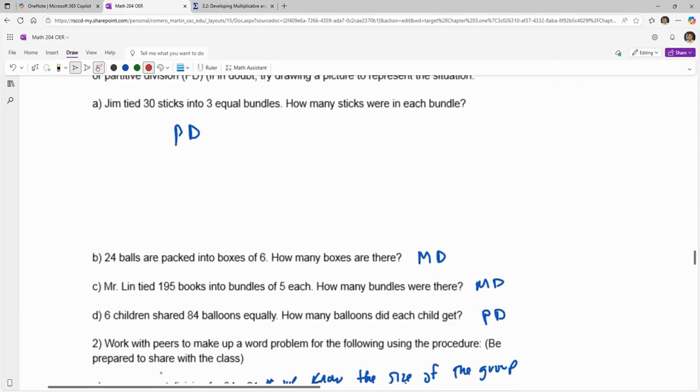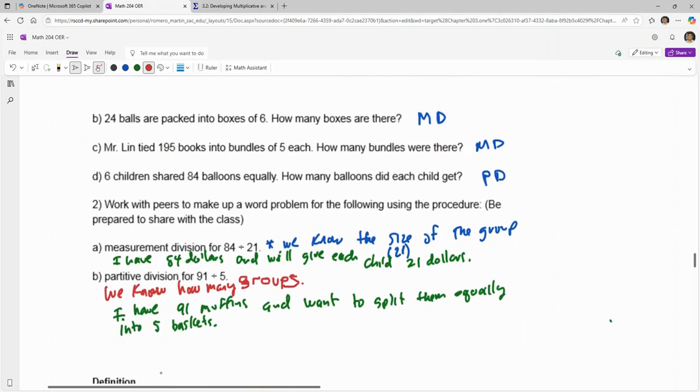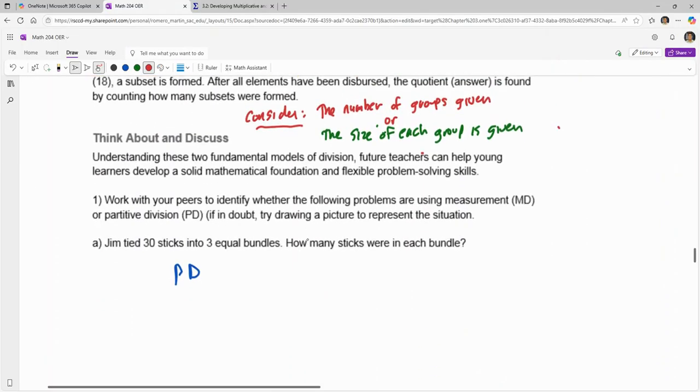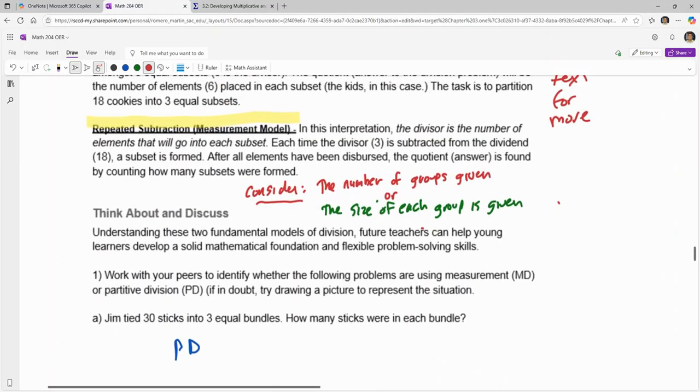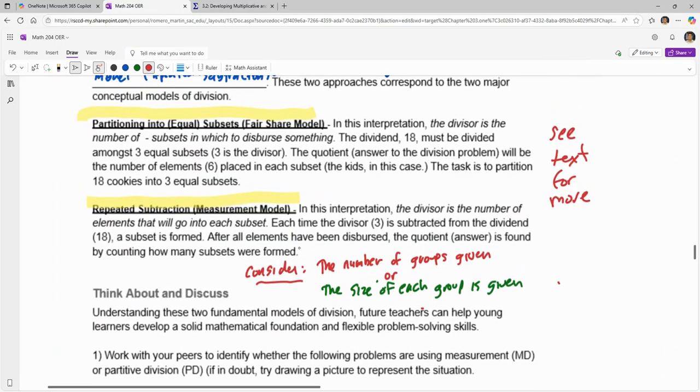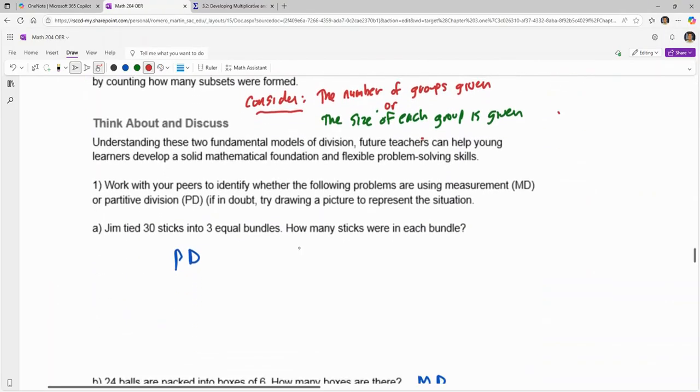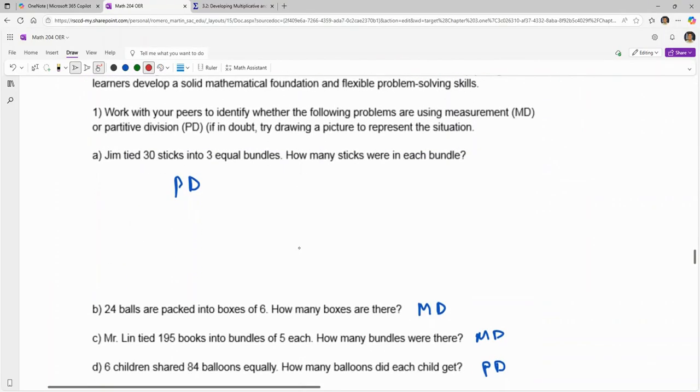So we have some practice problems here. We could look at two of them and then let you continue on with the rest. Jim tied 30 sticks into three equal bundles. How many sticks were in each bundle? So you're trying to figure out how many go into each bundle. That's a division problem, specifically a partitioning or fair share model. Again, we're just trying to identify conceptually what each of these is.